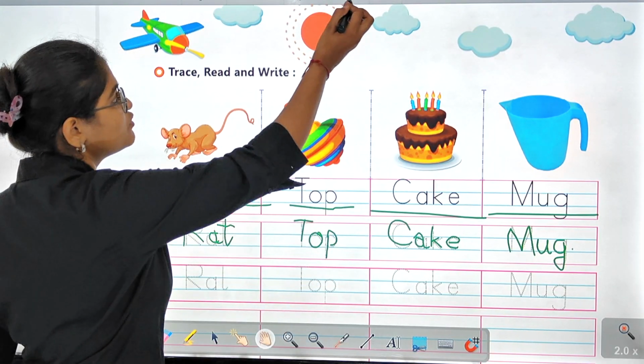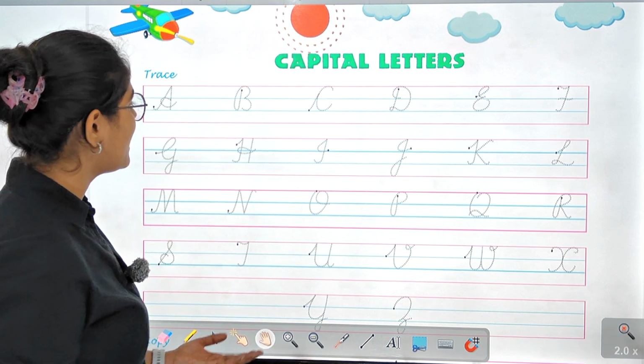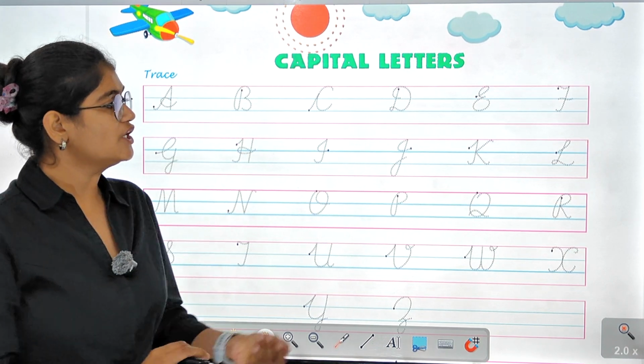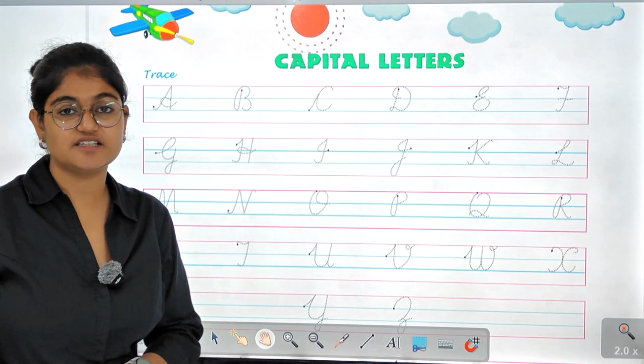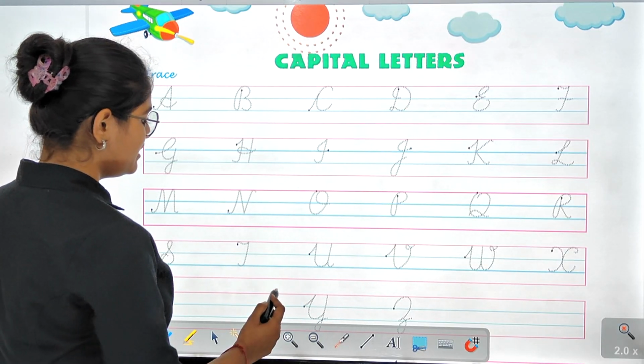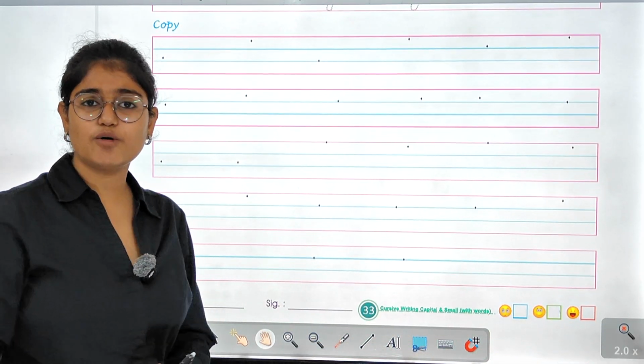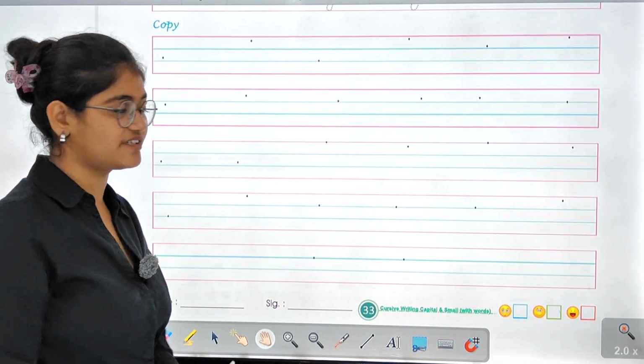After that, moving ahead, next we have the capital letters. There is a practice sheet given for you. You all can practice these letters by tracing them, and after that you are going to make them on your own. That will improve your writing skills.